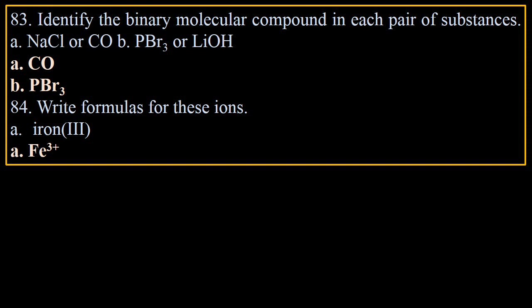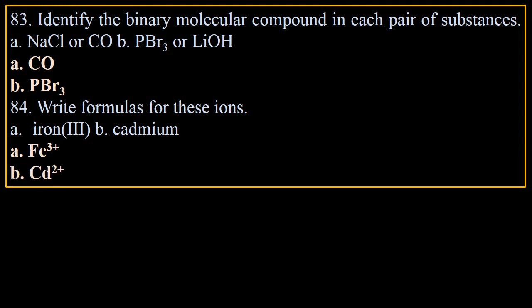Fe plus 3 is going to be the answer to that. Now what we're going to do is speed up the timings of these, so they're going to be going very quickly. So let's get started. We've got maybe 10 problems left. So cadmium. Well, cadmium is in the same row as zinc, and they're all plus two. I know they're transition metals, but they're all plus two, and they don't use Roman numerals with them. So Cd plus two is going to be the answer for cadmium.